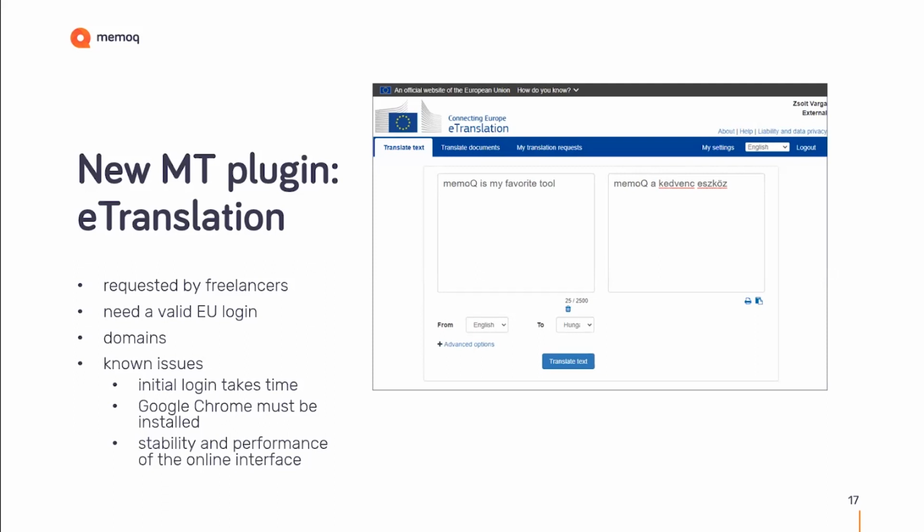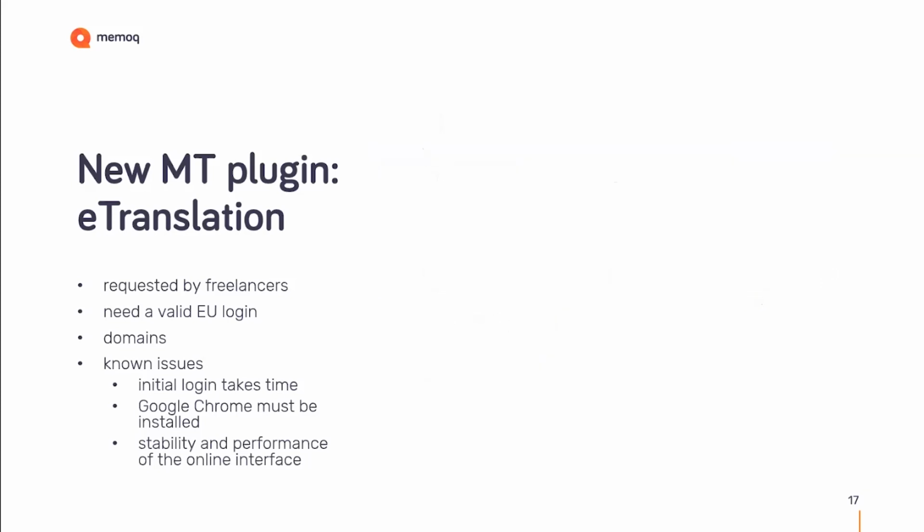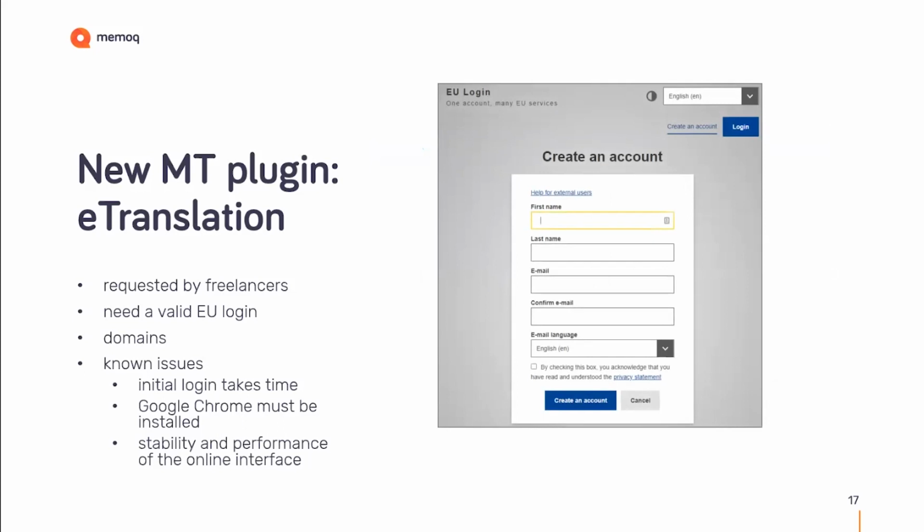But the key thing is that you no longer need to use the website and then copy and paste text from memoQ to the website and back, but you can use it from within memoQ. But first, in order to do that, those who are new, you first need a valid EU login. And so you go to the EU login page, you create an account. There are certain categories that you need to comply with. Typically, if you're a freelance translator, you can just easily say yes to all the questions and create a new account.